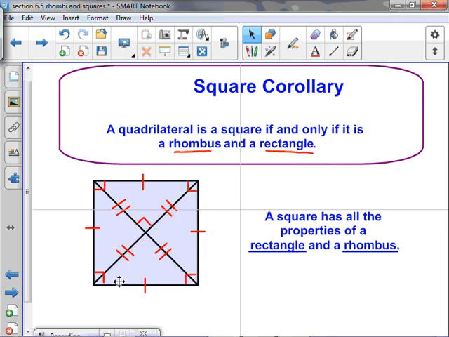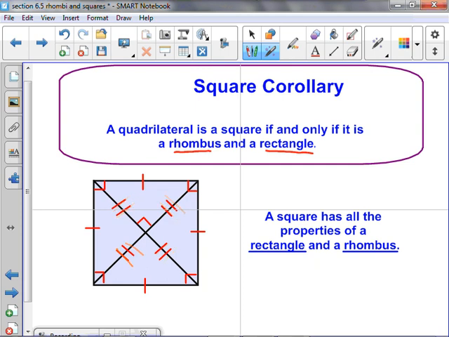Okay, so we know that because we have a rectangle, we have 4 right angles. Because we have a rhombus, we know that we have 4 congruent sides. Because we have a parallelogram, we know that the diagonals bisect each other. And because we have a rectangle, we know that they must in fact be equal. So we know that these are all going to be congruent.